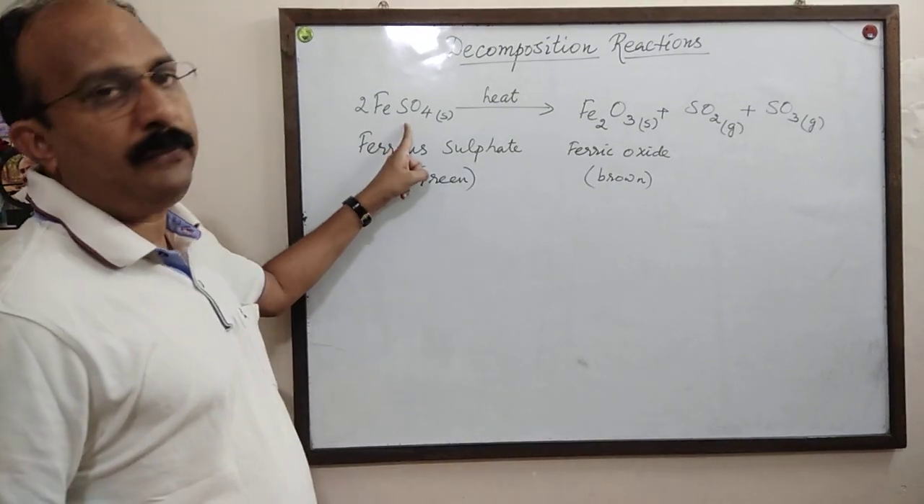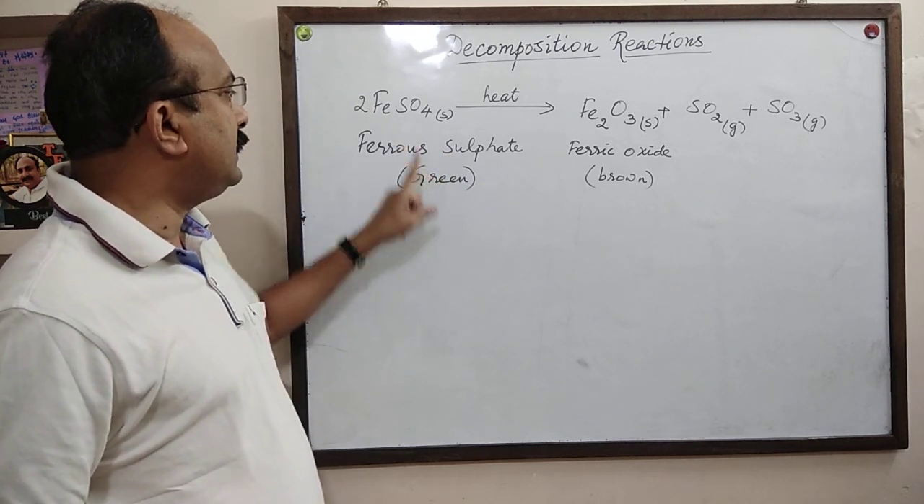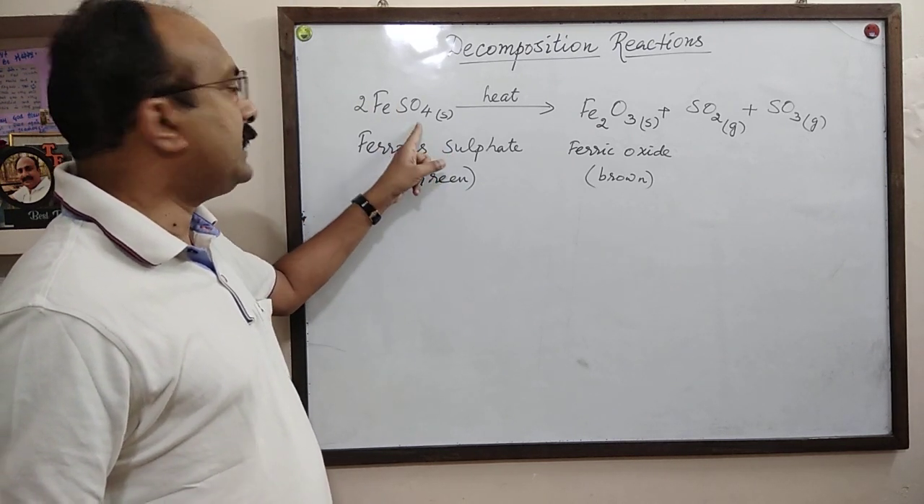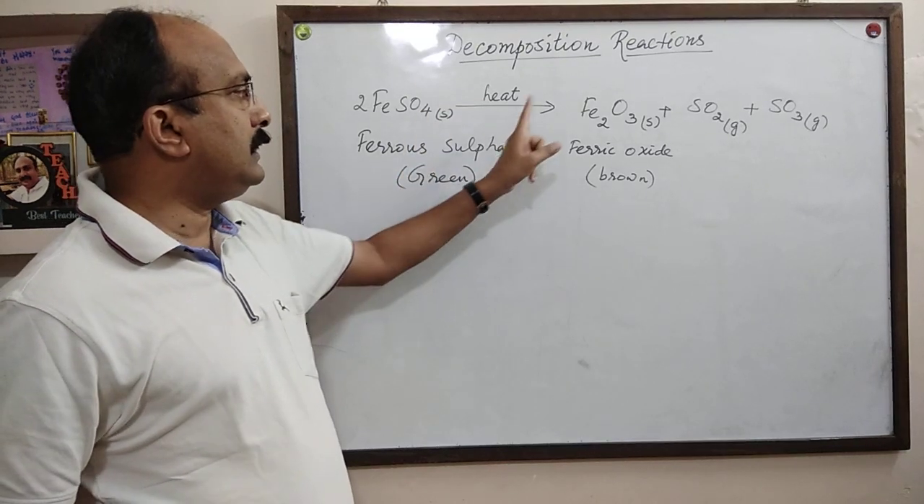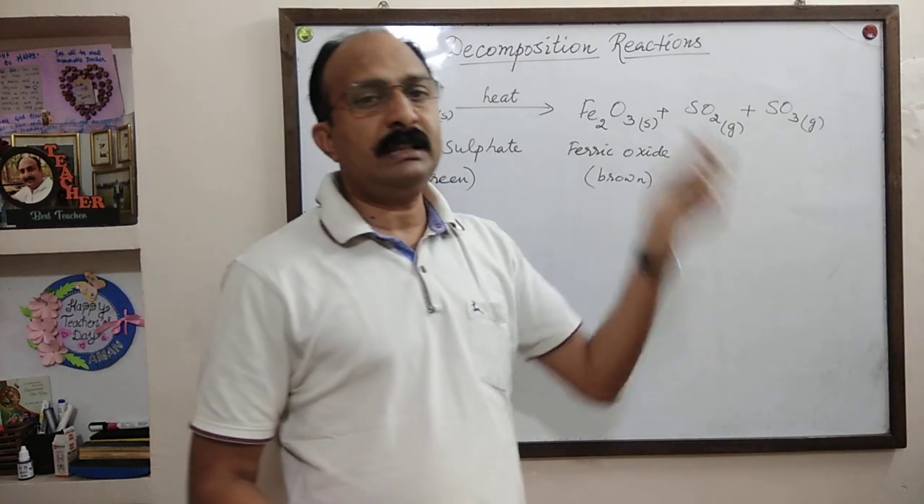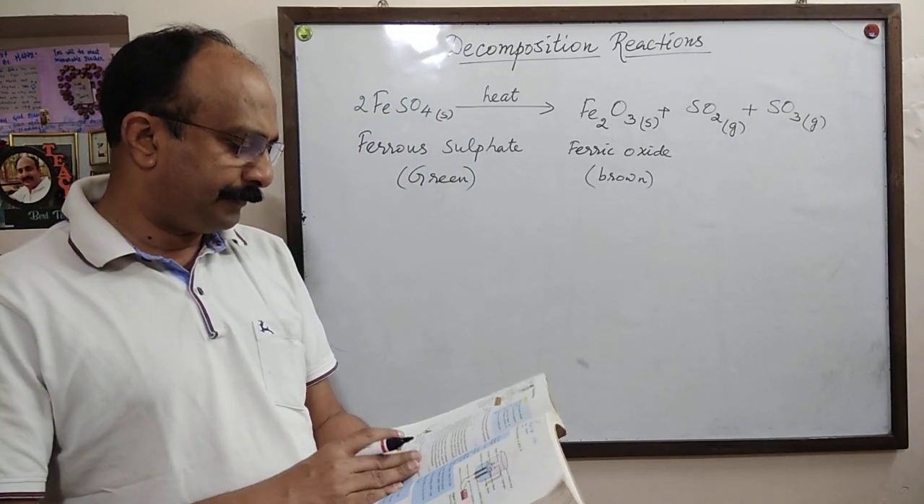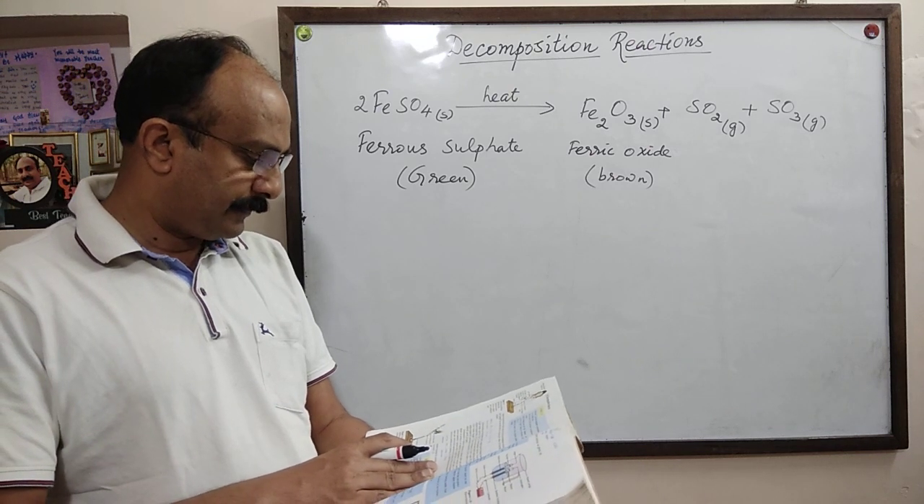So this is a typical example of decomposition reaction. Heating of ferrous sulfate is an example of decomposition reaction. While heating the green colored ferrous sulfate, it will turn into brown colored ferric oxide, and 2 more gases will be evolved, SO2 and SO3.